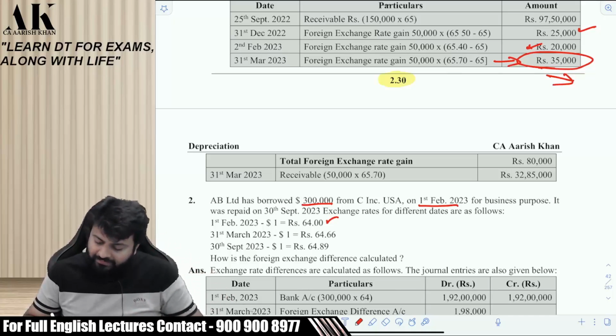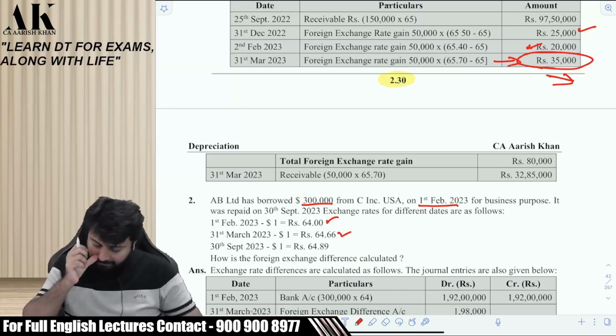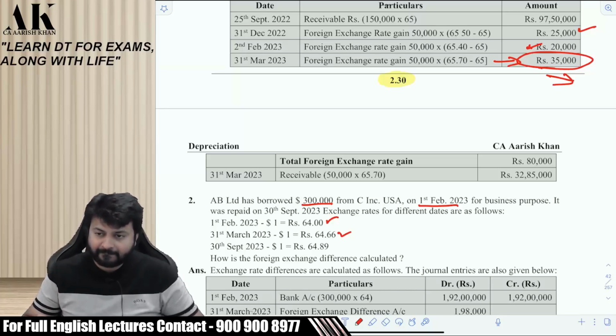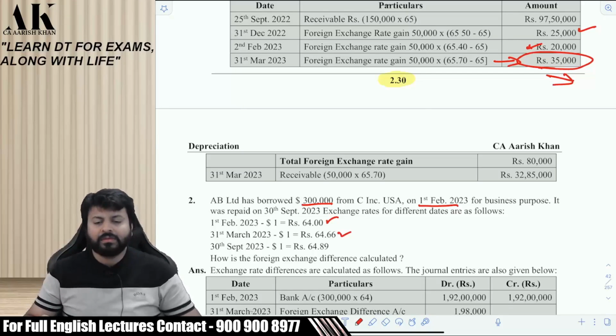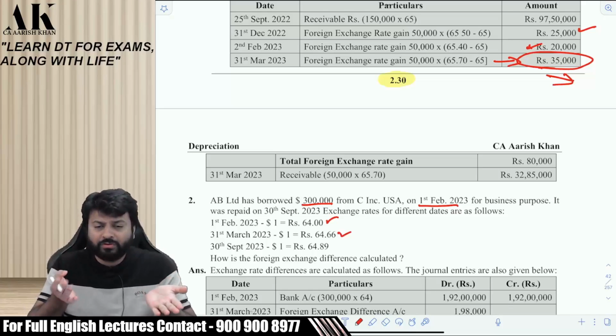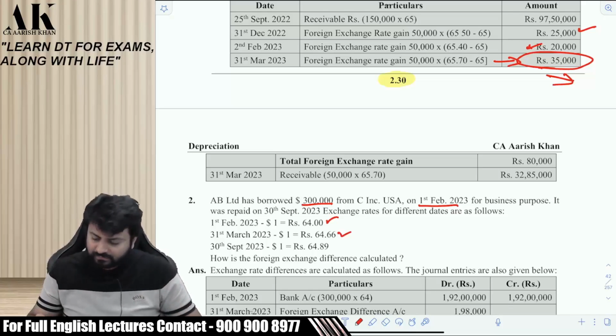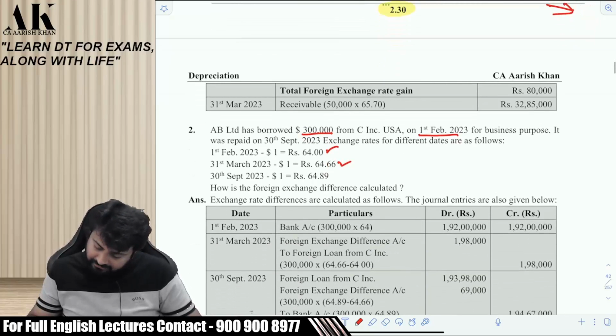Now later on 31st March, what is the rate? 64.66. So this will be gain or loss? Please tell me. Loss of 66 paise. Right? Into 3 lakh. 1 lakh 98 thousand is a loss.